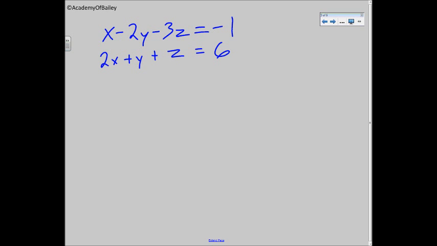There's the first 2 equations. Now, what do I have to do to this top equation in order to cancel out the x's? Well, that's a positive 2. I want to multiply everything by negative 2.